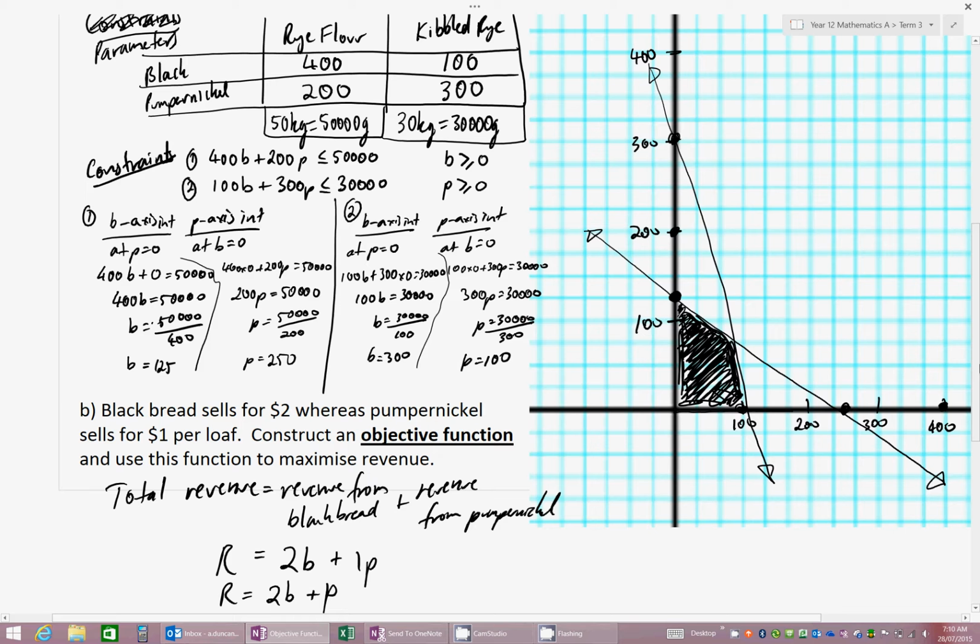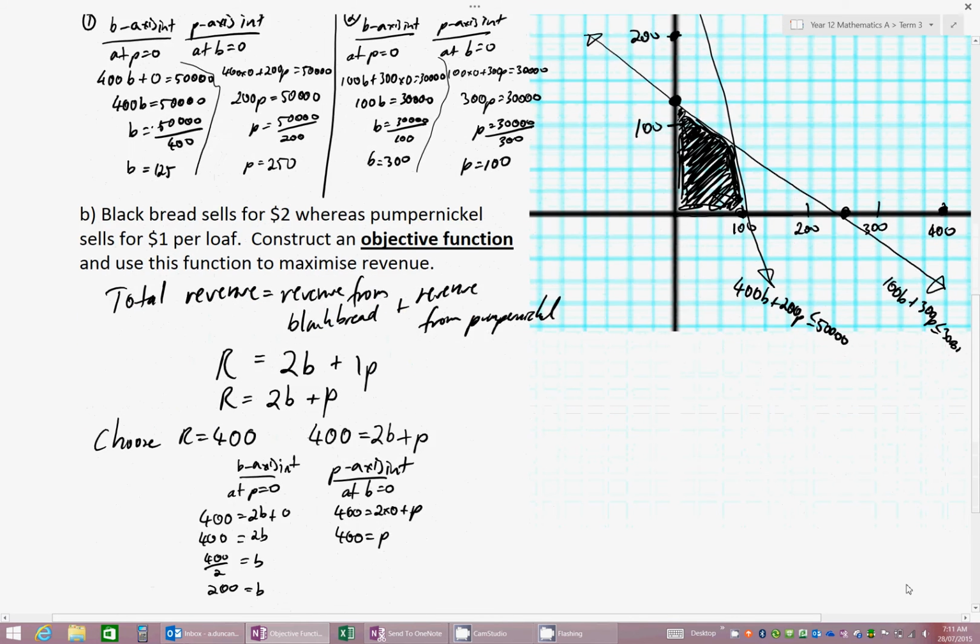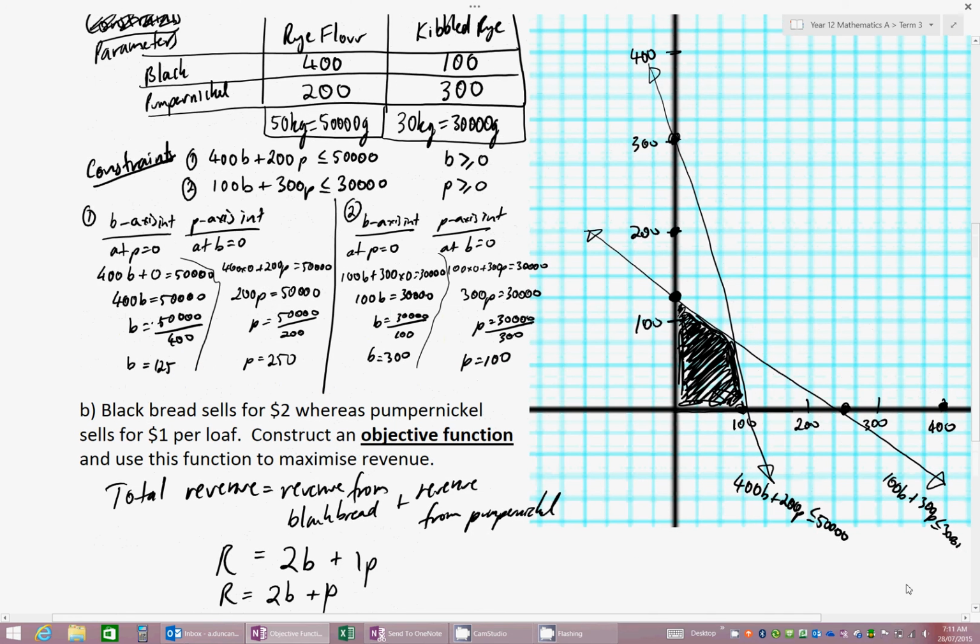I should have labelled all of these graphs before I started doing anything else, so I don't get lost in the detail. Alright, so putting my objective function on, B is 200, P is 400. Between those 2 points, put a line through, and right on top of it.